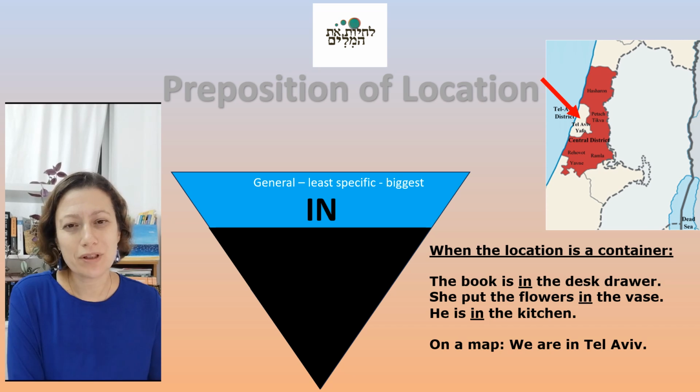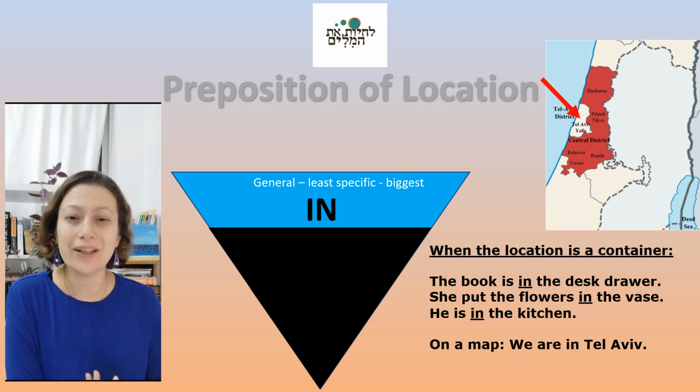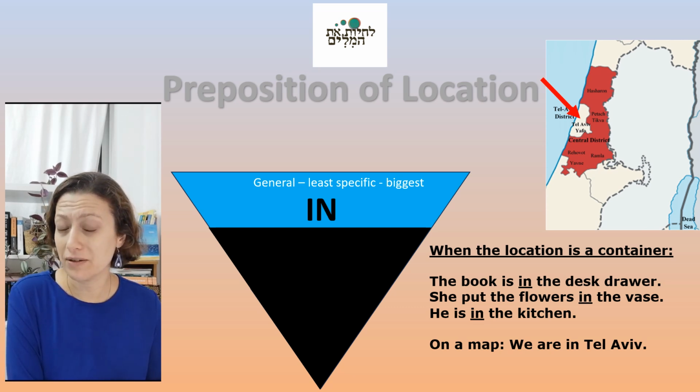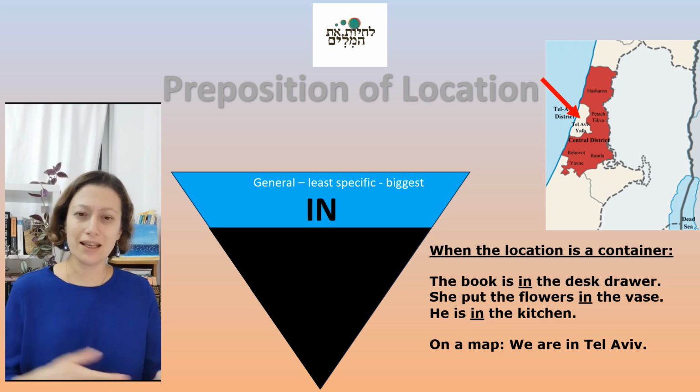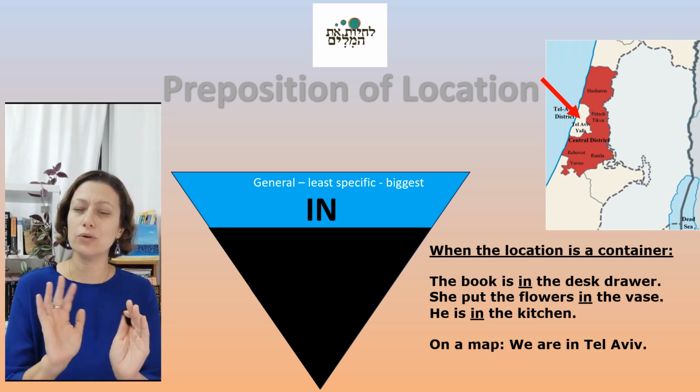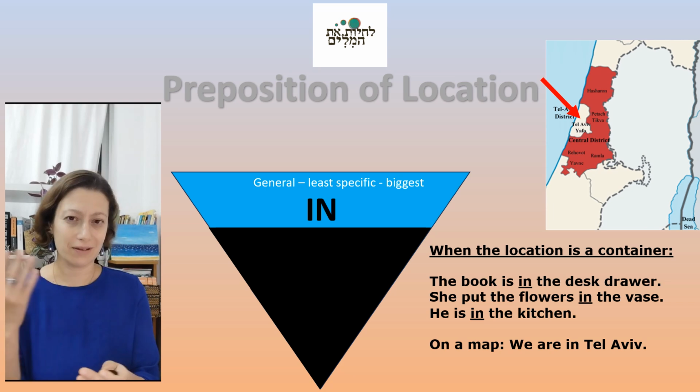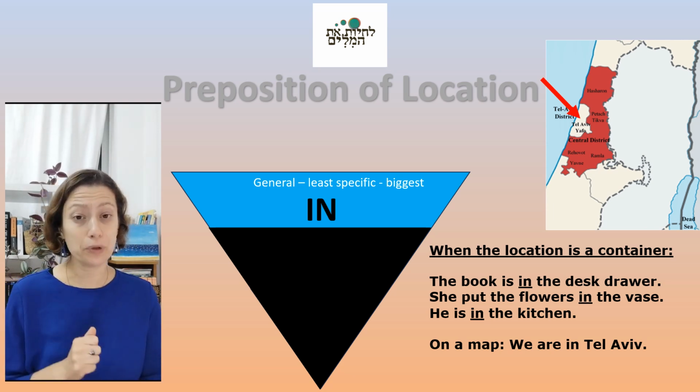This time we'll start with the least specific, which is in. So anything that is a container, when a location is a container, okay? So for example, in the vase, in the kitchen, in the office, all right? Anything that can enclose your subject, okay? So we use that for in.